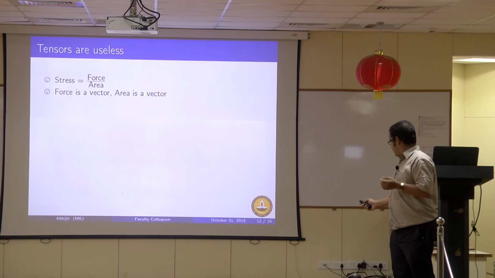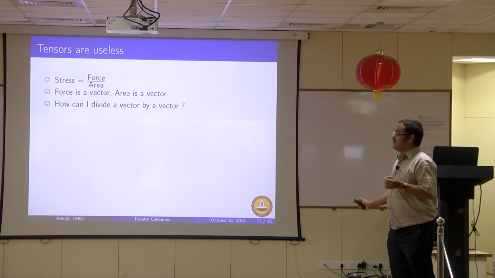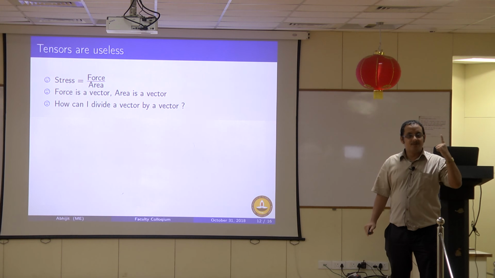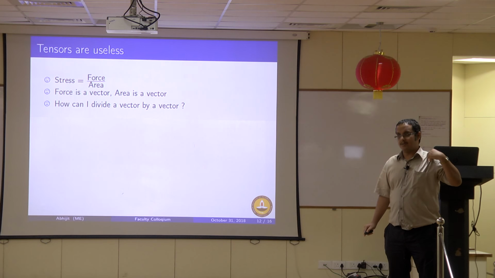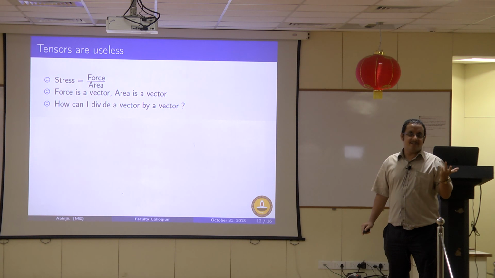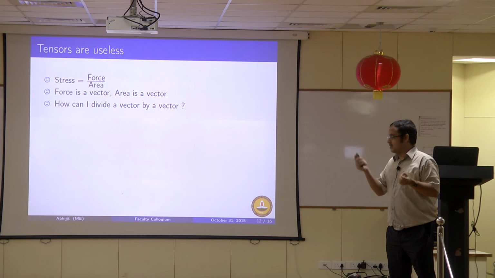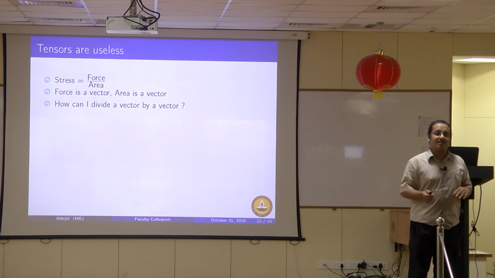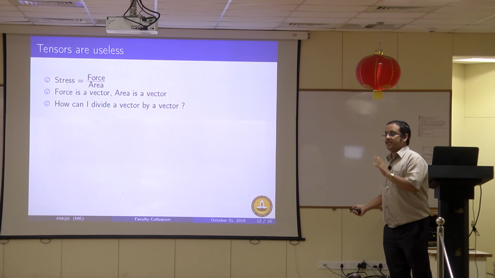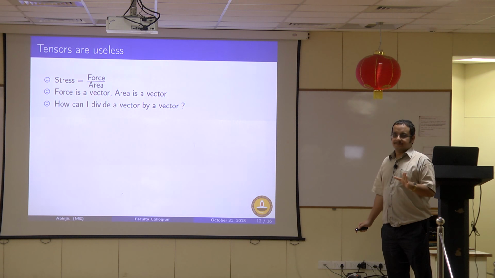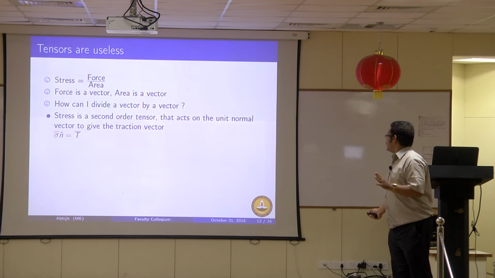But here lies the problem. How can I divide a vector by a vector? That my school teacher did not teach me. I cannot divide a vector by a vector. Come on, it's not possible. MATLAB has some dot divide command, but hopefully this is not the same thing. There is no operation of vector division. So how do I do it?